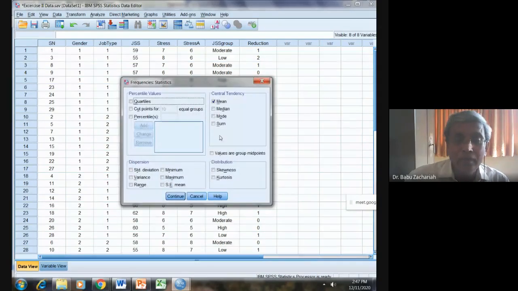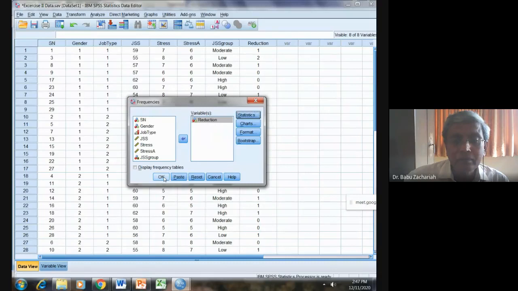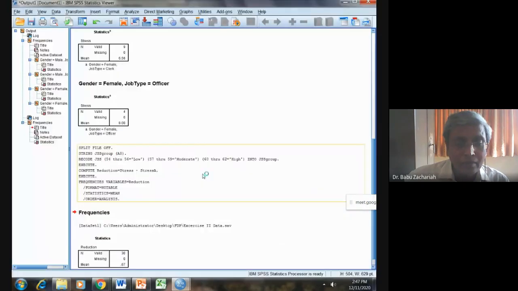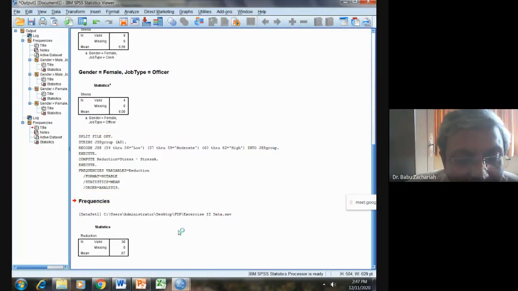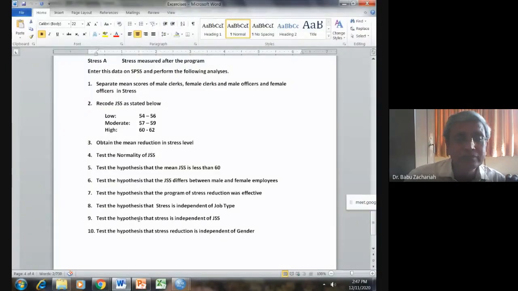Calculate the mean value. Mean is selected. So mean stress reduction is 0.67. That's the mean stress reduction. Now come to the next one.